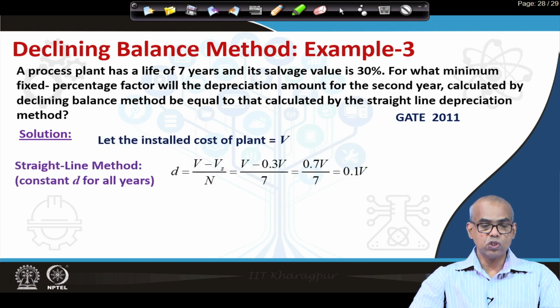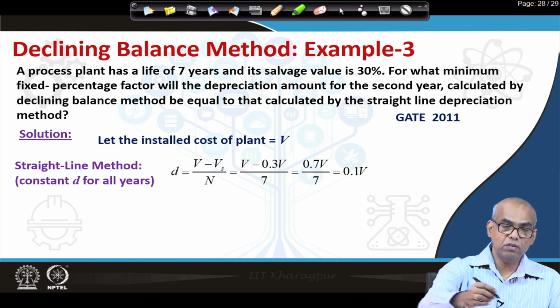So, let the installed cost of the plant be V. Salvage value will be 30% of V, meaning 0.3 V. According to the straight line method, which has constant depreciation for all the 7 years, D equals V minus Vs by n. So, V minus 0.3 V by 7, which is 0.1 V.